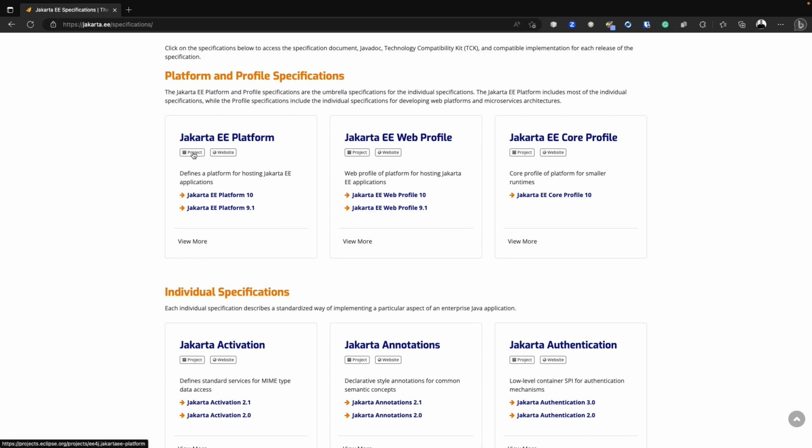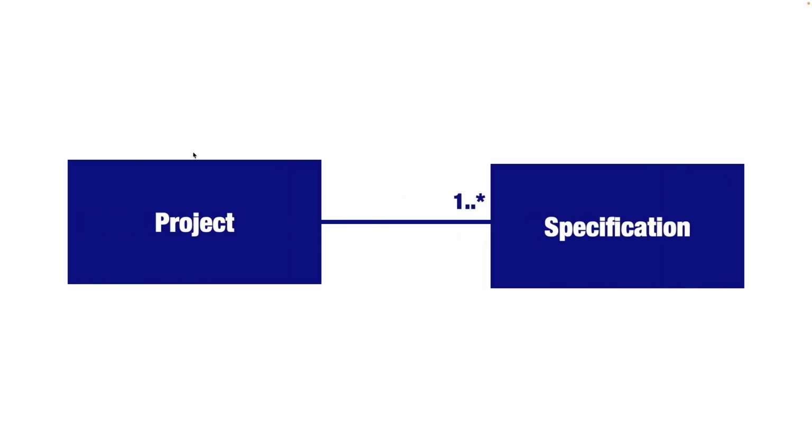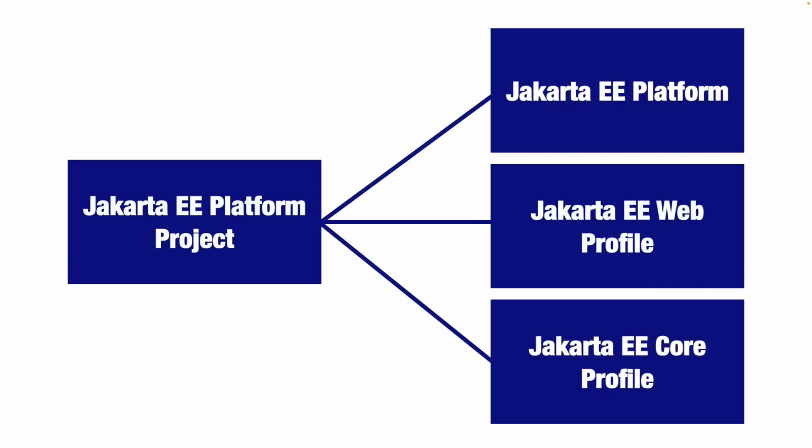So what is the relationship between a project and a specification? Well, a Jakarta EE specification project can produce multiple specifications. For example, the Jakarta EE platform project produces the specifications for Jakarta EE platform, Jakarta EE web profile, and Jakarta EE core profile.